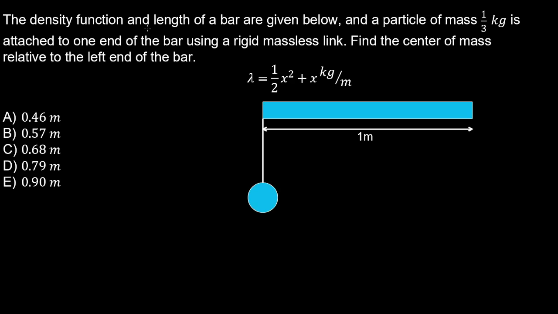The density function and length of a bar are given below, and a particle with a mass of 1/3 of a kilo is attached to one end of the bar using a rigid massless link. Find the center of mass relative to the left end of the bar.